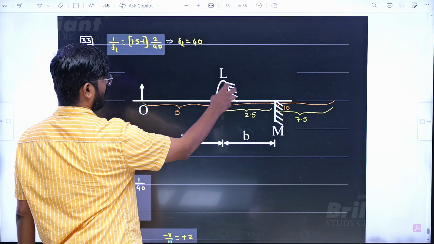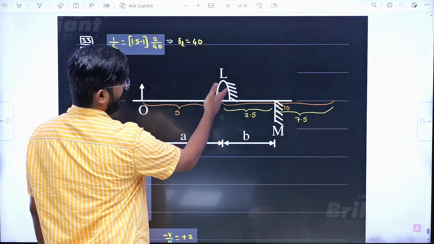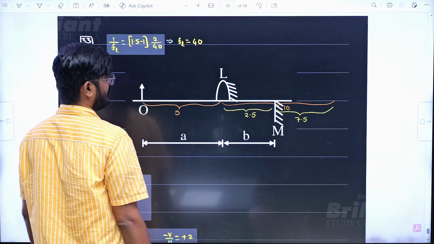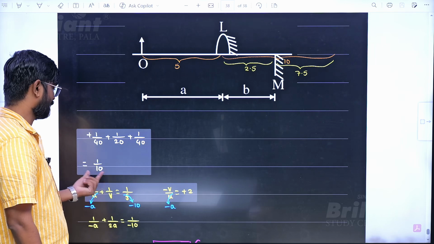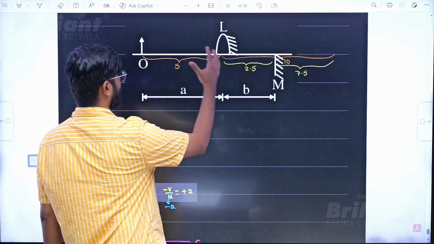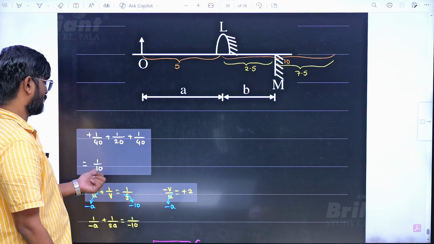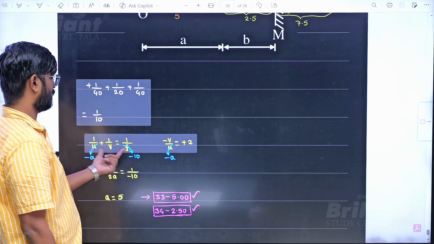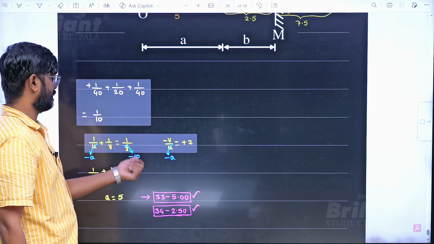If you want to talk about this, you will treat it as one lens plus one mirror plus one lens. The lens is converging, the mirror is converging, so their powers are positive. You will add their powers and get an effective power of 1 by 10. So it is going to behave like a converging mirror of focal length 10 centimeter. Then when you use the mirror formula, the focal length is minus 10. Understand? For a converging mirror, the focal length will be minus 10.